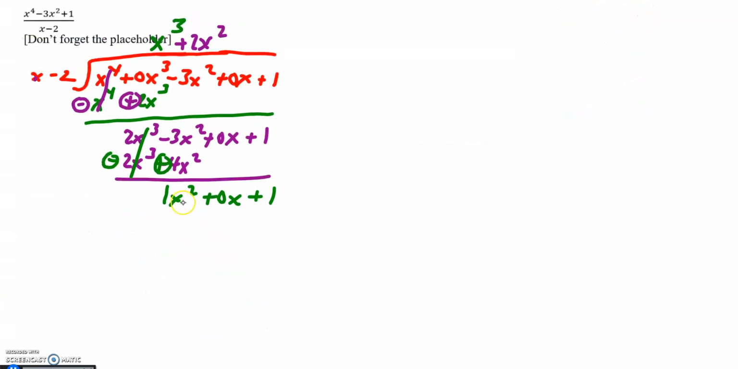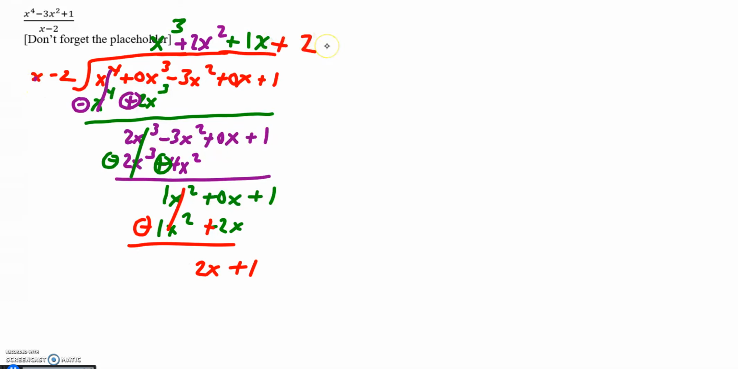Does x go into x squared? Yes, it does. X squared divided by x is just x, or 1x. Multiply back. 1x times x is 1x squared. 1x times negative 2 is negative 2x. Subtract. Combine. 2x plus 1. Does x go into 2x? Yes. 2x divided by x is 2. This is a long one here. So I'd get, multiply backwards, we'd have 2x minus 4, subtract, signs change, and I'm left with 5. Now x does not go into 5, so this is my remainder.